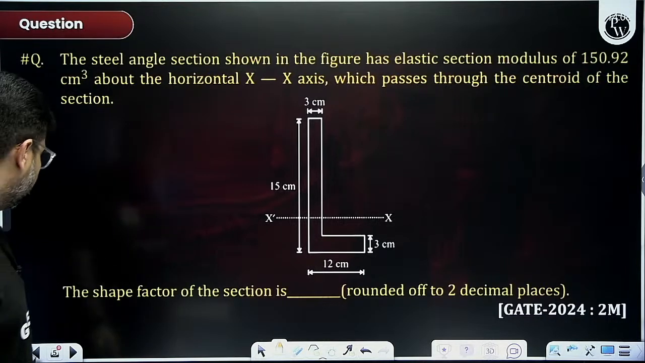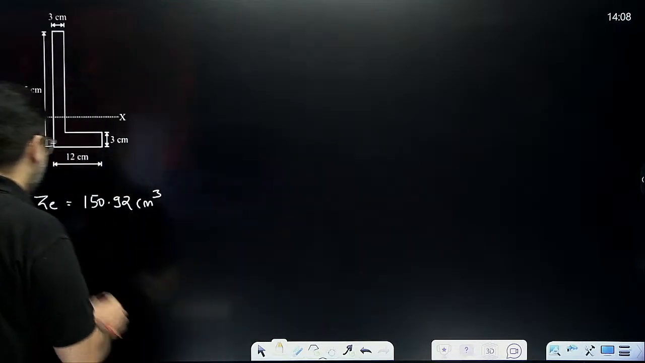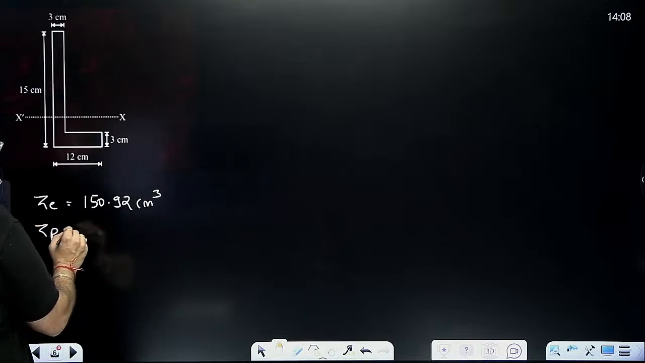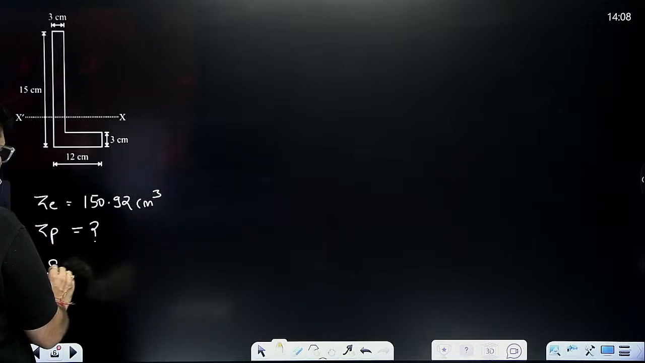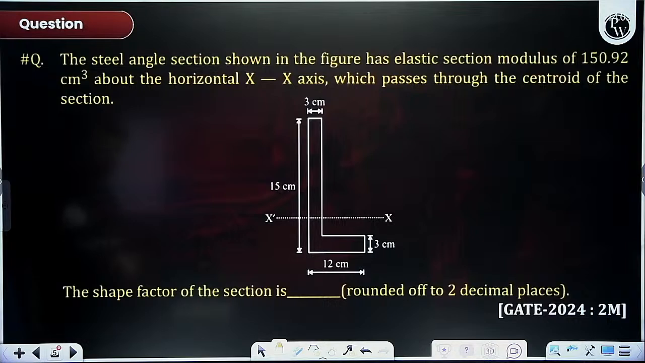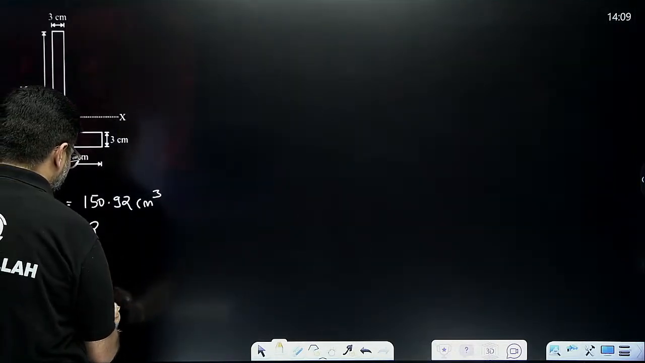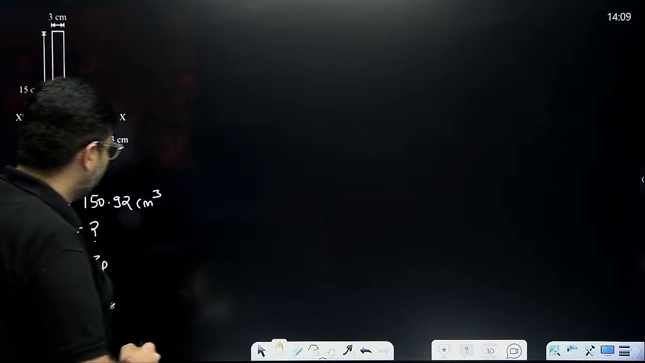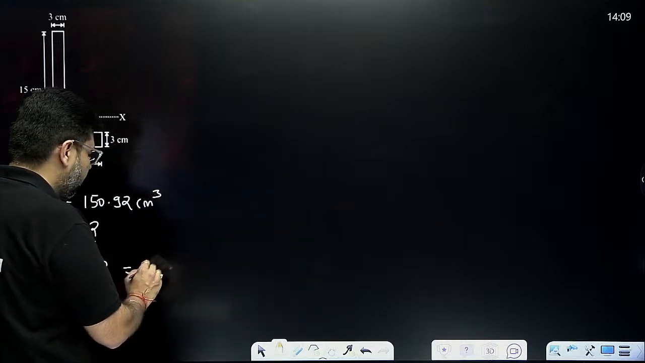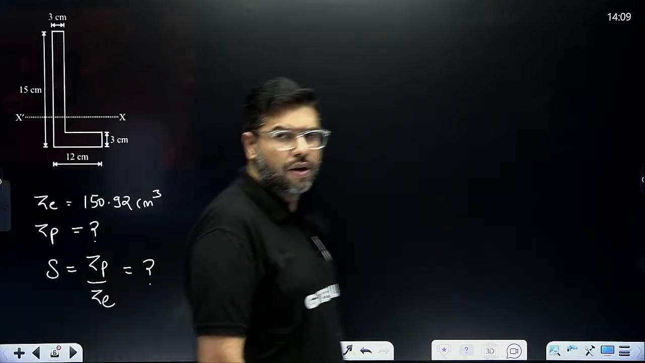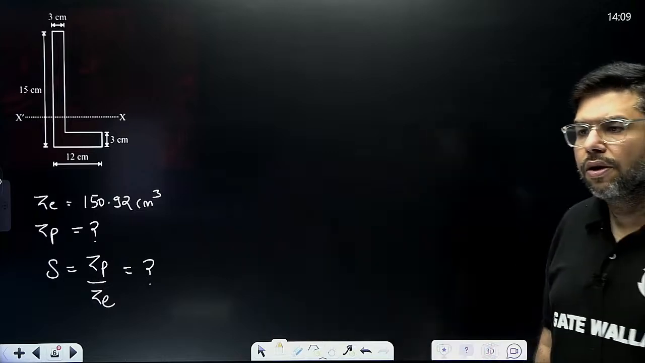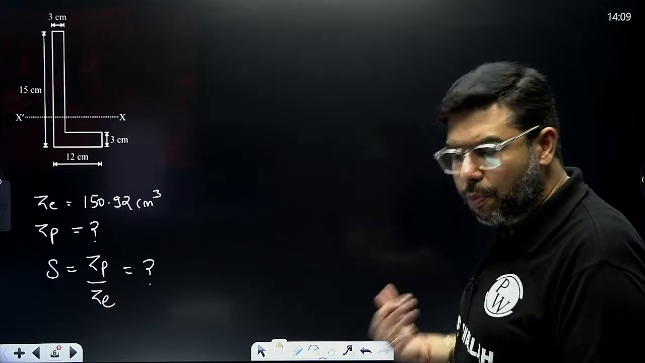The shape factor of the section is asked. So first you will have to calculate ZP. Once we know the ZP, you can calculate the shape factor. We have to calculate the shape factor here. That is the ratio of ZP upon ZE, okay. So just you have to calculate ZP. Once we know ZP, we can calculate this shape factor as well, okay. This is my main aim. First we will have to see the position of equal area axis.